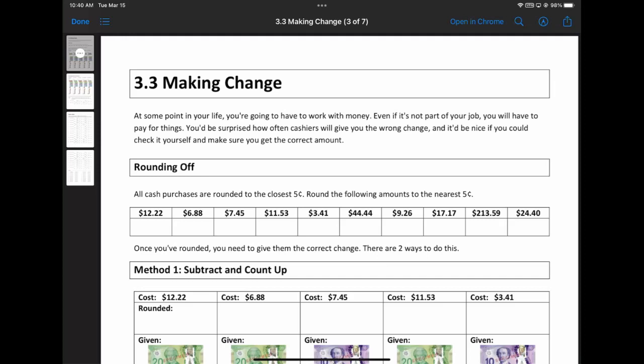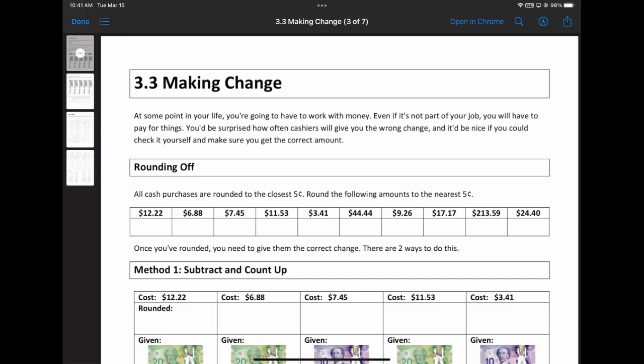In this lesson, we're going to take a look at making change. This is basically where you work on a till in a place and someone gives you money to pay for an item and you have to give them change back. Or if you're going and buying something somewhere and you want to double check to make sure that you've gotten the correct change back, which is always a good thing to do.